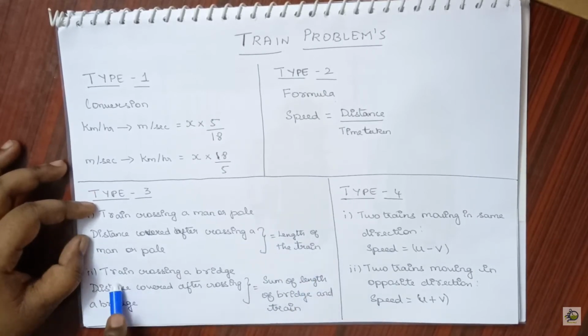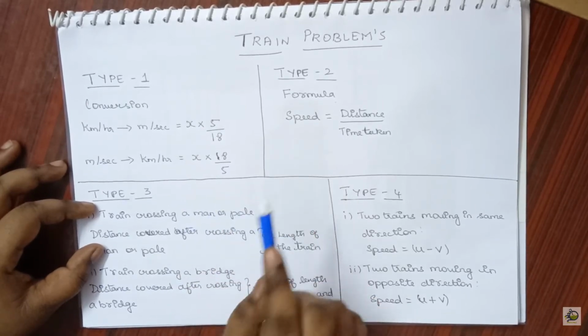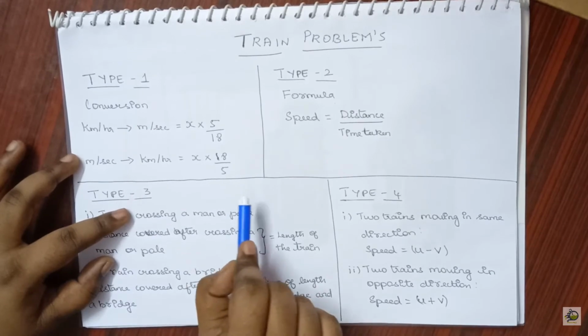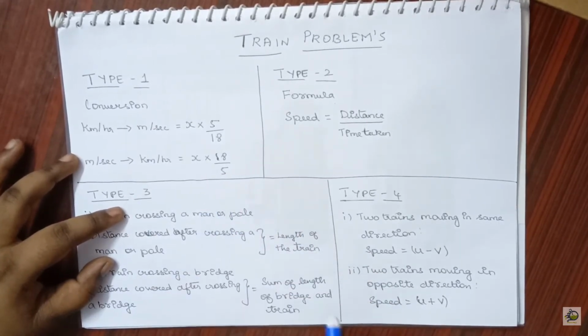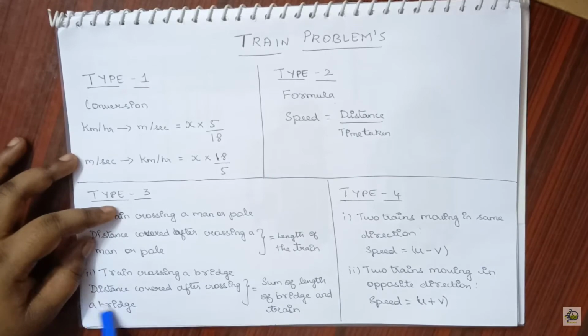Next is a train crossing a bridge. When a train crosses a bridge, it actually covers the total length of the train and the bridge. So the distance covered is the length of the train plus the length of the bridge, the sum of the two. Keeping this in mind, you have to solve these kinds of problems.